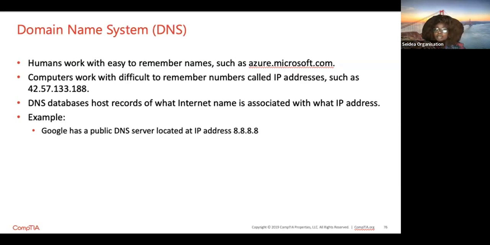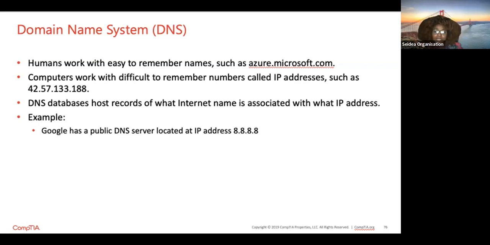So it provides two things. The first one is human-friendly names. So users can remember azure.microsoft.com, for example, instead of something like 42.55.1113.118. You're less likely to type that. However, by it being name friendly, you're then able to access that website without seeing the numbers. So that's essentially what DNS does.